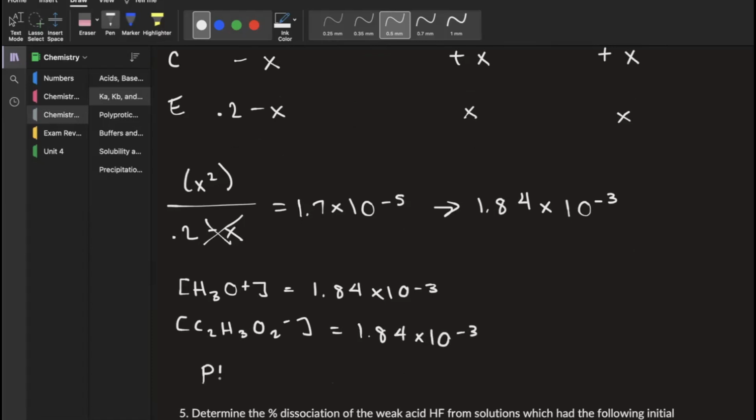Now, it also asked for pH. We know that pH is equal to the negative log of the hydronium concentration. So by inputting this number into this equation, we know that the pH is going to equal 2.73.